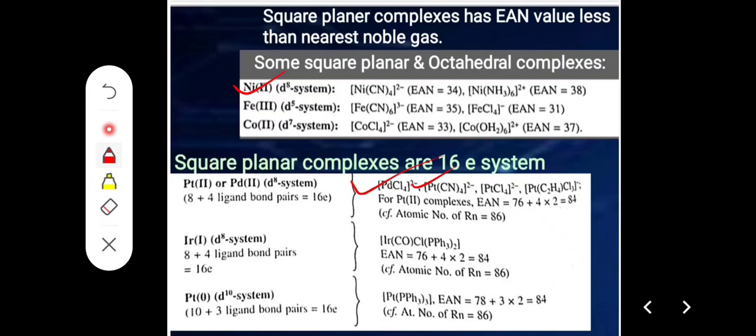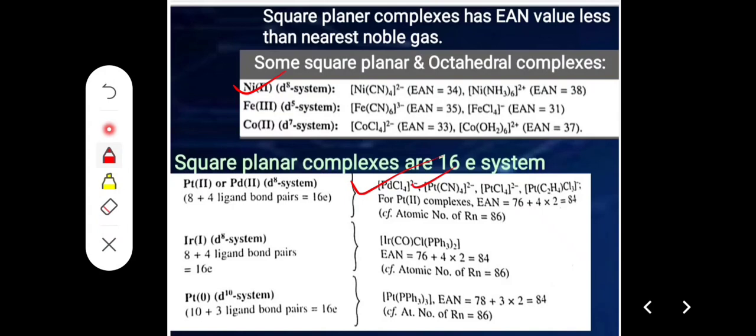For platinum, the effective atomic number is 84, but the nearest noble gas has configuration 86, so that is 2 less. Iridium(I), d8 system, Ir(CO)Cl(PPh3)2, the effective atomic number is 76 plus 4 into 2, ultimately 84. The nearest noble gas, radon, has 86, so that is 2 less.